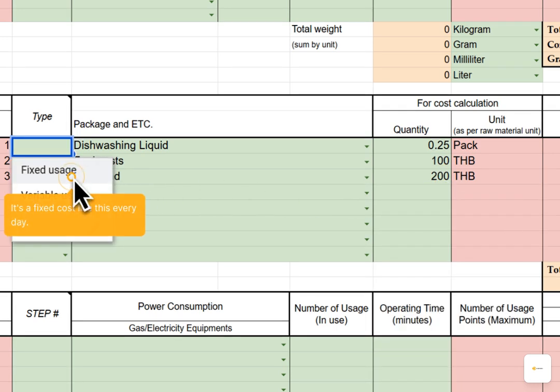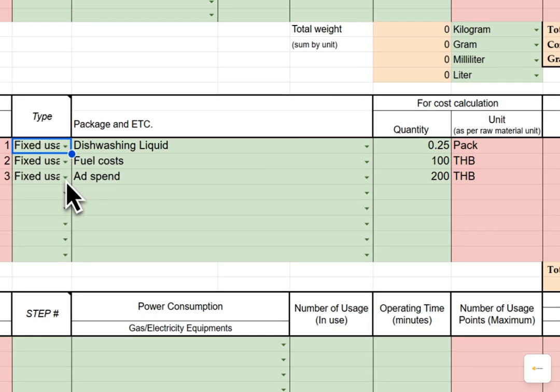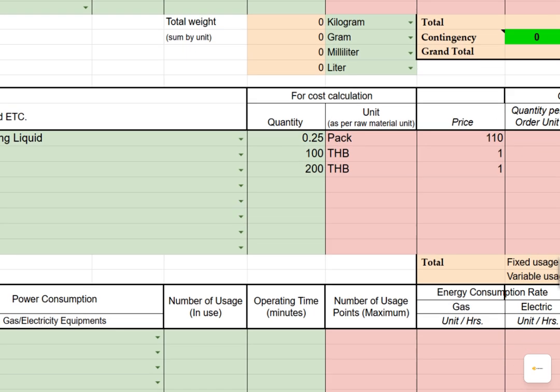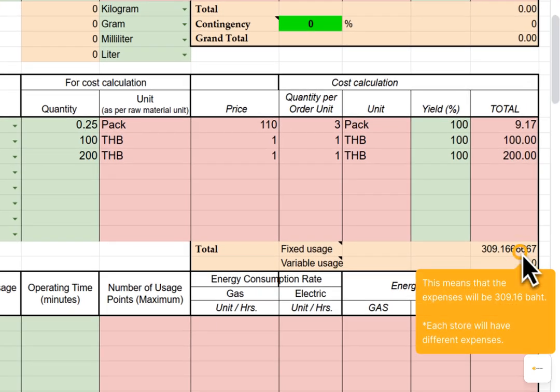It's a fixed cost like this every day. This means that the expenses will be 309.16 baht. Asterisk, each store will have different expenses.